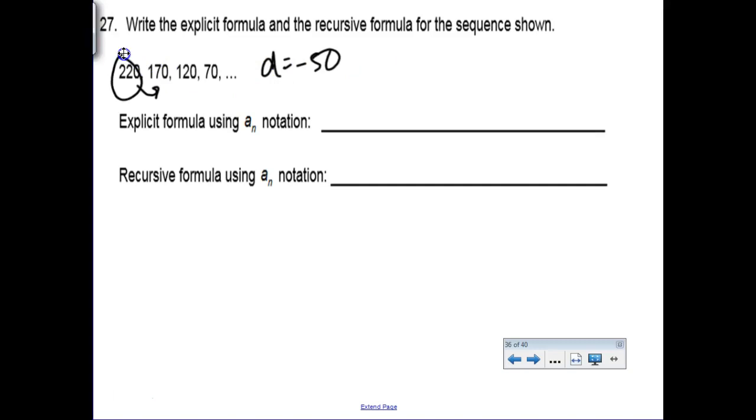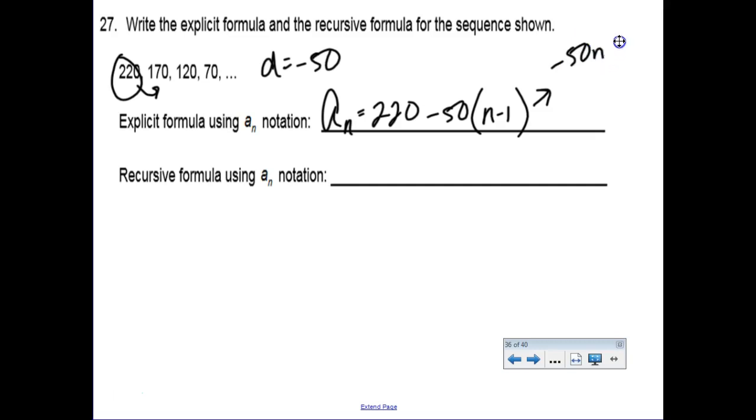First term is clearly 220. So the explicit formula for arithmetic starts off with 220. And then you're subtracting 50 for every term, but n minus 1 terms. So simplifying that expression, let's see, negative 50n plus 270, right? So that's the simplified version of it for the explicit formula.